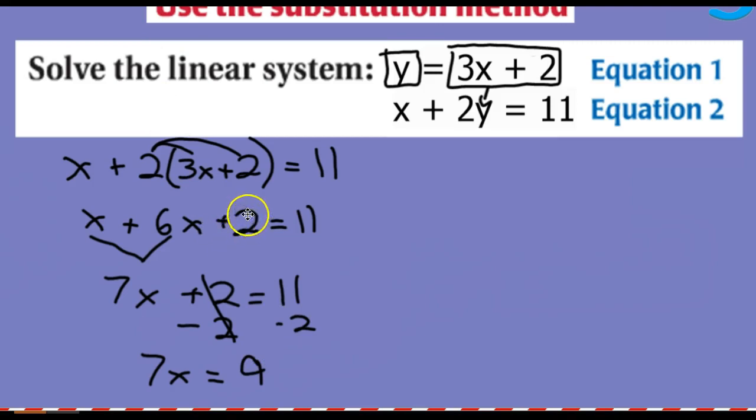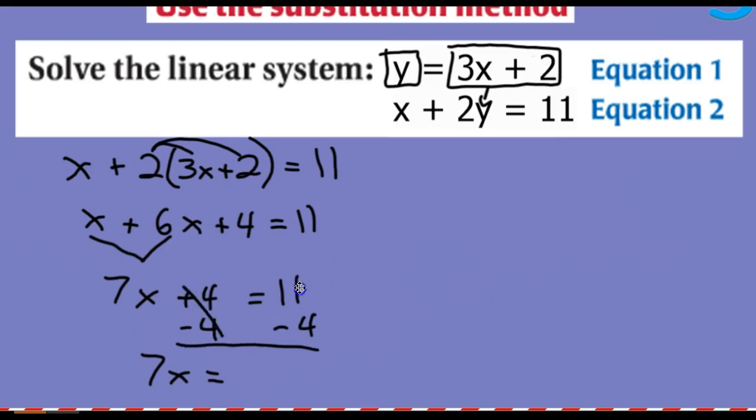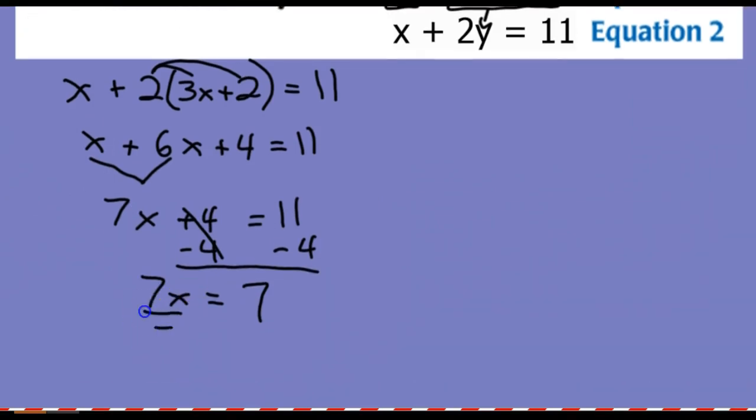I now realize I made a mistake when I distributed the 2. That should actually be 4. So this should actually be plus 4. Then we subtract the 4 instead of a 2, which makes this problem a lot easier to do. 11 minus 4 gives us 7. And now we divide by 7 to get x equals 1.